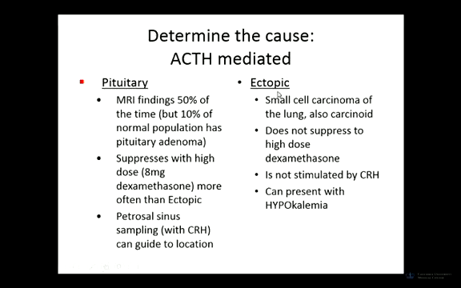And with regards to ectopic, most ectopics are from small cell carcinoma of the lung, but you can also see it with carcinoid. Again, it does not suppress to high dose dex, and it is not stimulated by CRH because it's outside of the HPA axis. And another important point is that it can present with hypokalemia. This is because the ACTH levels are so high that your cortisol levels are also high, and you get mineralocorticoid effect both from the high cortisol levels and from the fact that you have the precursor, which is a potent mineralocorticoid.